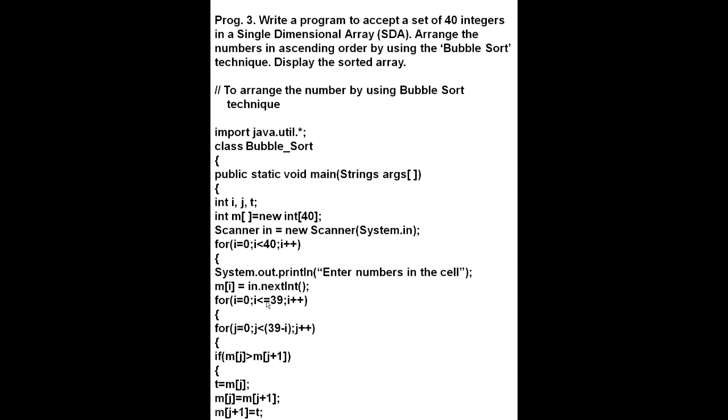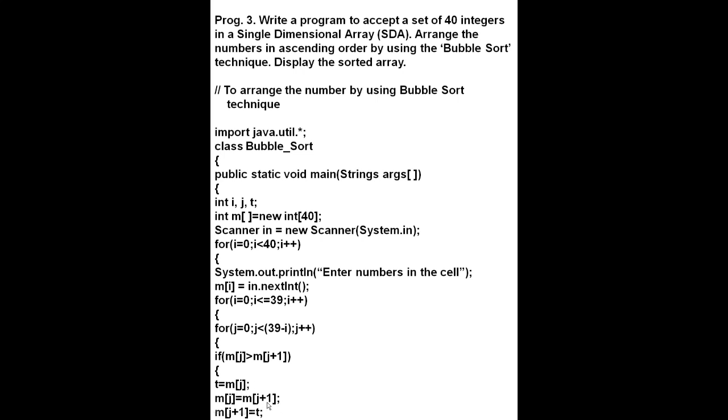for arranging the elements in ascending order by using the bubble sort technique. First loop is this, then the next loop, j starts at 0, but j less than 39 minus i, because in i the first number will come, so it will be minus. Then j plus plus. Now the numbers will be arranged like this. Then the condition, curly bracket start, if m[j] is greater than m[j+1], because j is incrementing by 1, so j plus 1. Then the condition t is equal to m[j] and m[j] is equal to m[j+1].